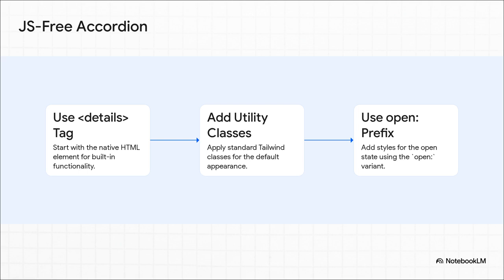First, you use a native HTML tag called details. A lot of people don't even know about it, but it has built-in open and close functionality right in the browser. Then you just style it up with your normal Tailwind utilities. And here's the kicker. Step 3. You use the open prefix. This works just like the dark or MD prefixes. It lets you apply styles only when the details tag is in its open state. And that's it. You're done. No JS, no frameworks, no state management. It's pure HTML and CSS magic.